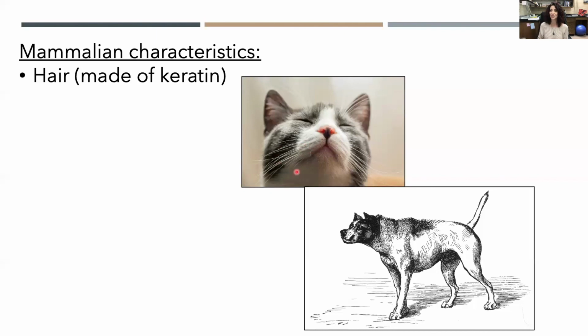In addition to insulation and the vibrissae, we can also use hair for signaling, not only with colors, but also, if you're familiar with an angry dog, or even you, when hair stands up on the back of your neck, this is a mechanism to appear larger.